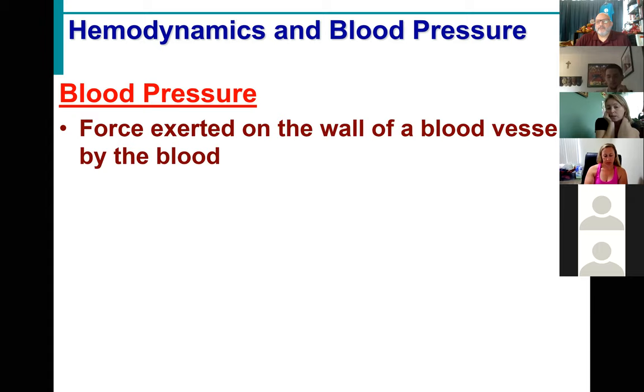What can cause this change? How do we control the smooth muscle of our blood vessels? The sympathetic nervous system. Chemical signals like adrenaline, other hormones, and the sympathetic nervous system. Remember, our sympathetic nervous system is what controls our blood vessels.